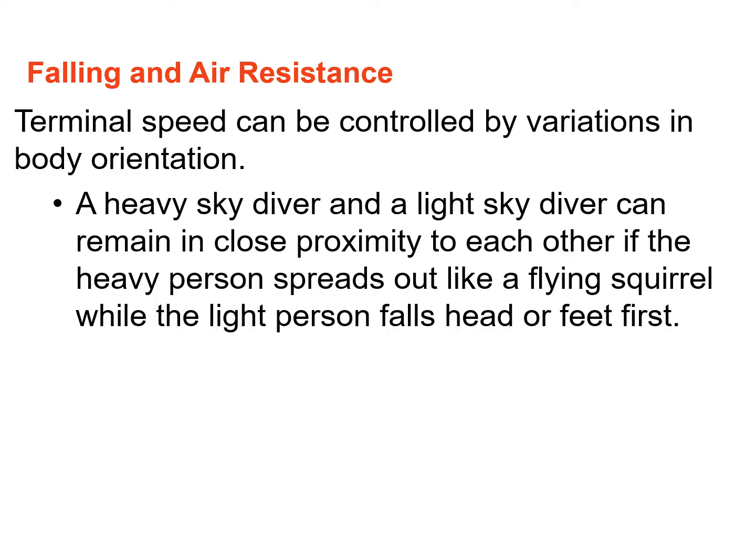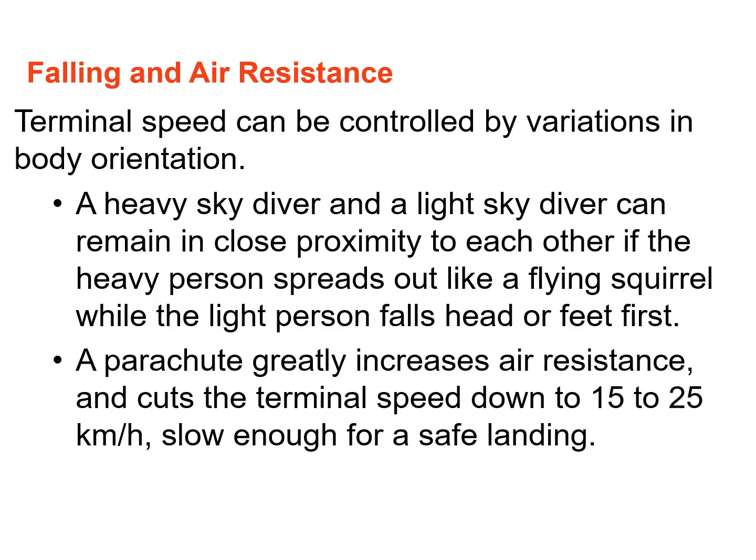So again, a heavy skydiver and a light skydiver can jump out of an airplane at the same time. And if the heavy person spreads out like a flying squirrel and the light person instead falls head first, the light person could in fact go faster toward the ground than the heavier person. A parachute is just an extreme example of air resistance. Now you have a great frontal area, you encounter a lot of air, and so you get a lot of air resistance. And it can actually slow your terminal speed down so that now you're only going about 10 to 20 miles an hour instead of 120 miles an hour.